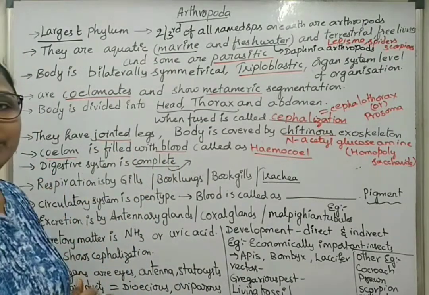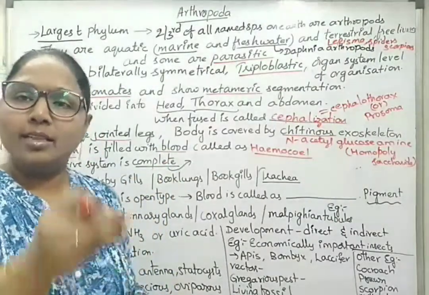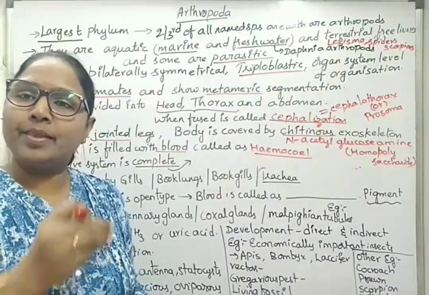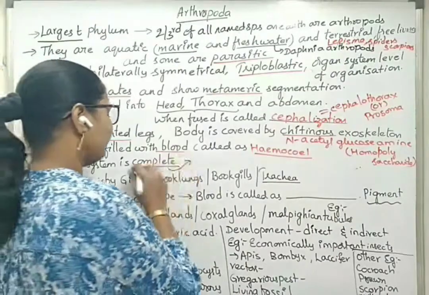Next, the digestive system is a complete digestive system. What is meant by a complete digestive system? It means the total system must have a mouth on one side and an anus on the other side. So it is well developed in the case of Arthropoda.